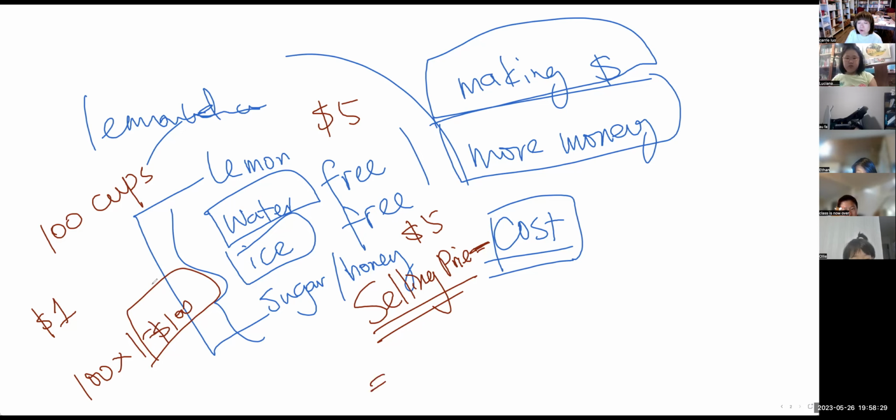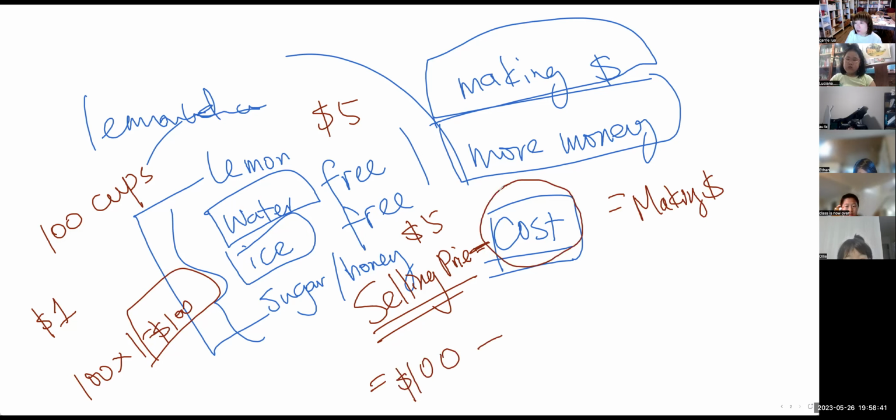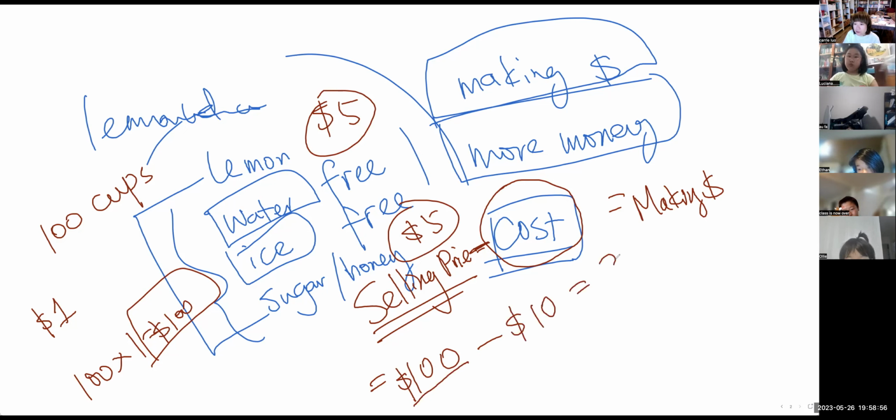You're not making $100. The money you make equals the selling price, $100, but you need to minus the cost because lemonade is not free. Because lemon is not free, sugar and honey is not free. Understood? Okay, so we need to use 100 minus $10, so you can make $90.